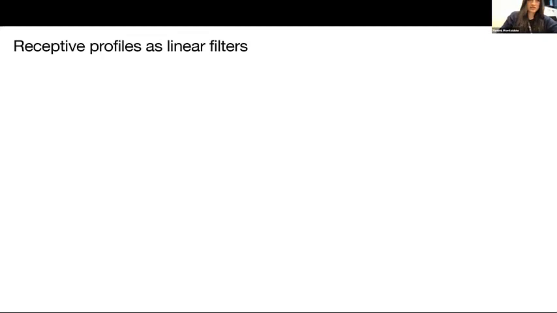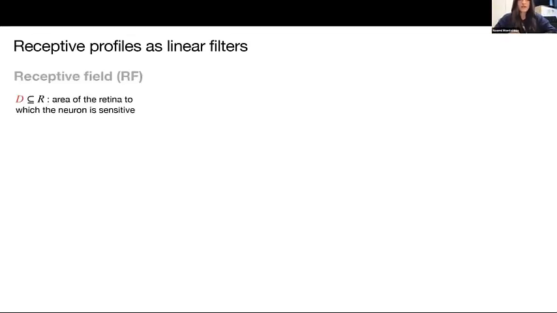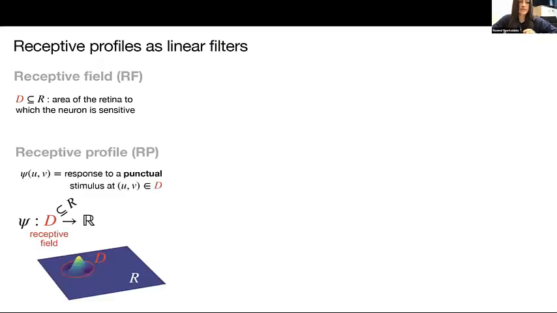I just want to set a few notations and terminologies. First, the receptive field, that is the domain of the retina to which a visual neuron is connected. So basically the set of points in the retina to which a visual neuron responds.